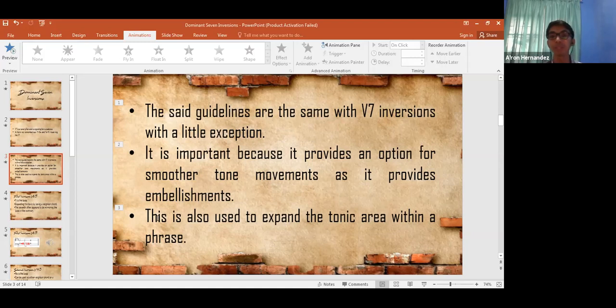This also used to expand the tonic area within a phrase. So itong dominant 7 inversions ay mas useful sa tinatawag na phrases rather than the cadences. So dun siya mas malamang na ginagamit. Now let us go on with the types of inversions.